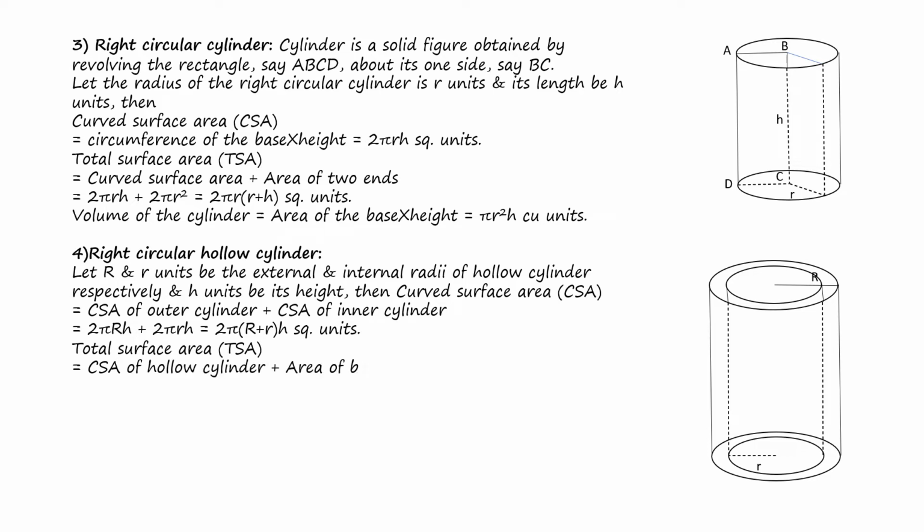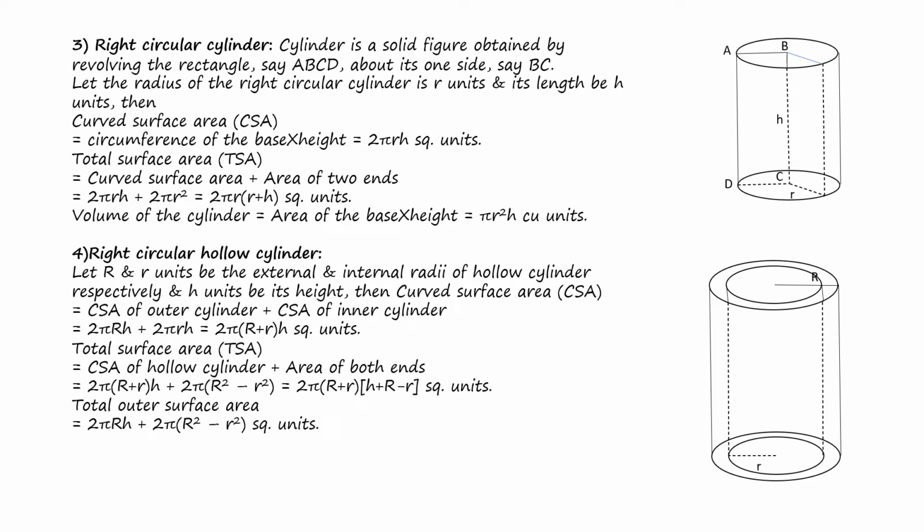Total surface area, or TSA, equals the curved surface area of the hollow cylinder plus the area of both the ends. That means 2π(R + r)h + 2π(R² − r²). Or on simplifying, it is 2π(R + r)(h + R − r) square units.